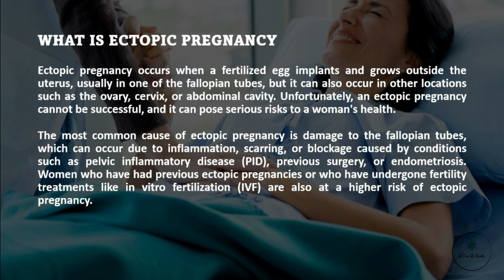The most common cause of ectopic pregnancy is damage to the fallopian tubes, which can occur due to inflammation, scarring, or blockage caused by conditions such as pelvic inflammatory disease, PID, previous surgery, or endometriosis. Women who have had previous ectopic pregnancies or who have undergone fertility treatments like in vitro fertilization, IVF, are also at a higher risk of ectopic pregnancy.